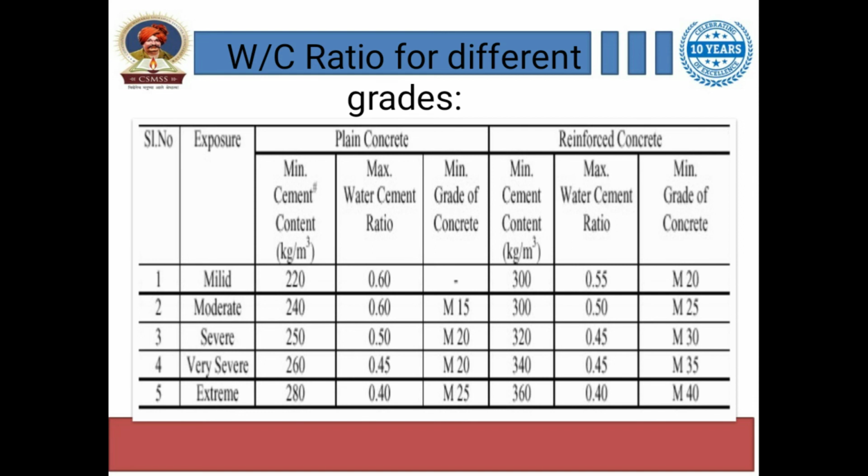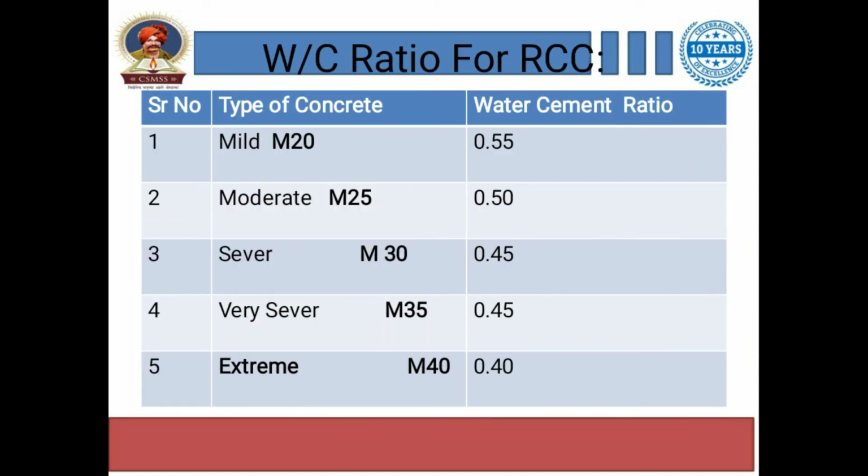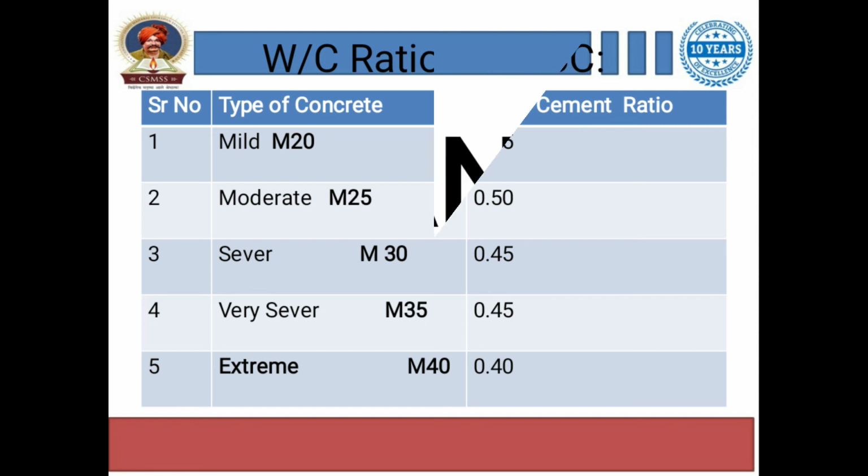Here this table mentions the water cement ratio for RCC and PCC of various grades of concrete. M15 grade will require 0.5 for RCC. M20 will require 0.45 for RCC, right? So this table will also show the water cement ratio for the various grades of concrete, right?